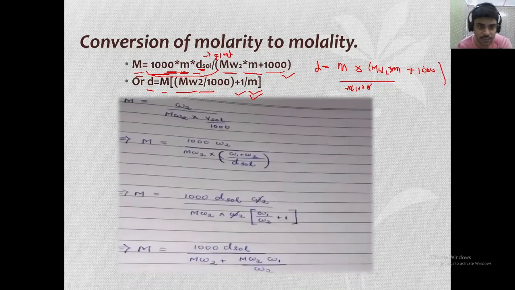Now let us derive it. Okay, so first start with the very basic formula of molarity. So molarity equals to the weight of the solute that you have dissolved by molecular weight of the solute. It will give you the number of moles into volume of solution in ml. I said all will be in ml, that's why we have divided it by 1000 to make it liter.